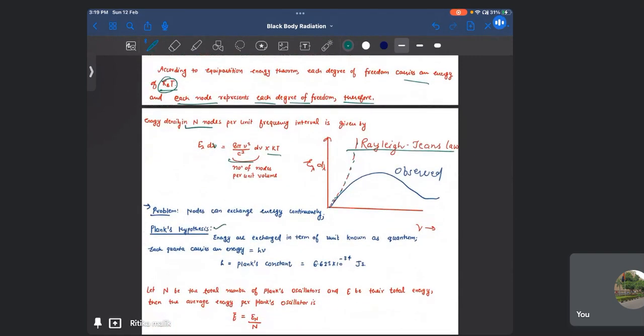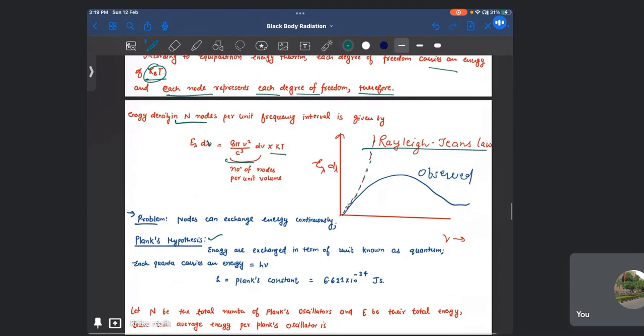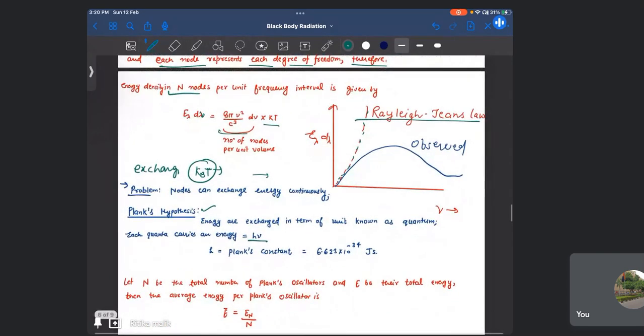what Planck did is, instead of exchanging energy in terms of kBT, which says that each mode has an energy kBT, he said that energy is discretized. It is not continuous. Since temperature is continuous, the initial hypothesis says that at each temperature we have energy, but Planck says no, we have energy only in discrete units. So each discrete quantum has an energy hν, and this is known as the quantum.